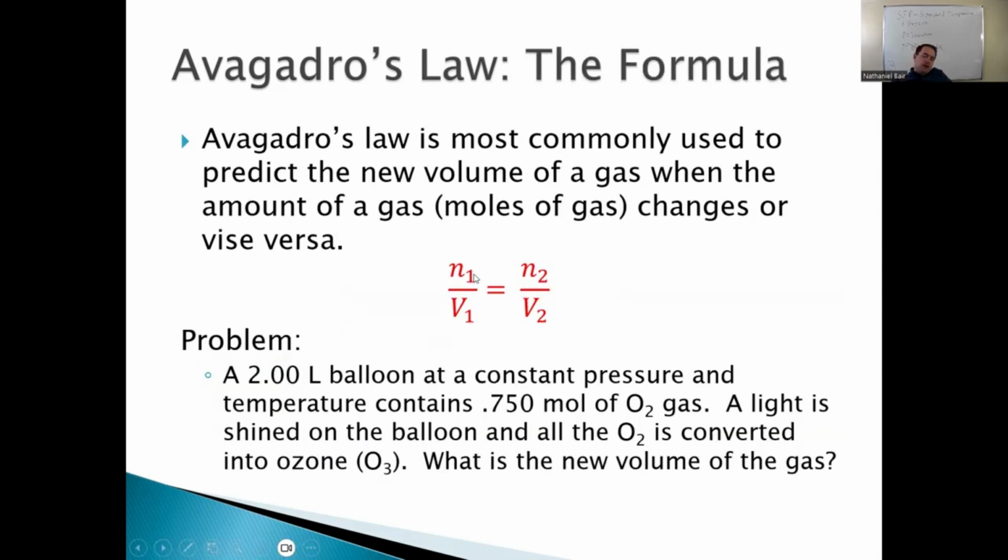Avogadro's gas law says the amount of the gas initially divided by its volume will be equal to the new amount of the gas divided by the new volume. That's Avogadro's law. So, N1 over V1 equals N2 over V2. So this gas law should hopefully be common sense, right?